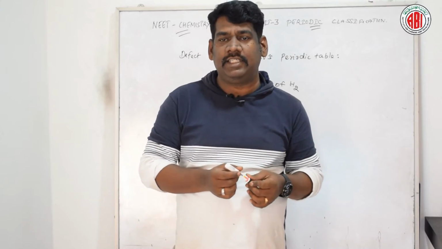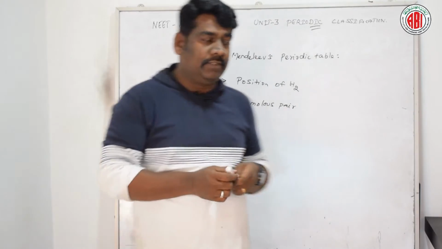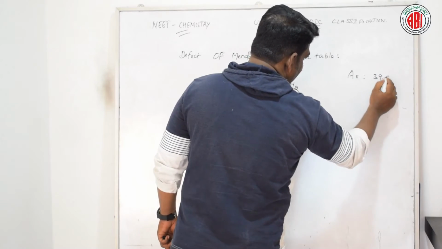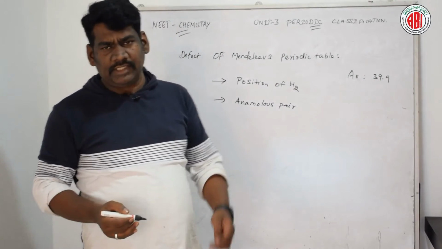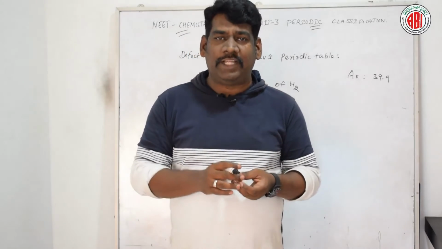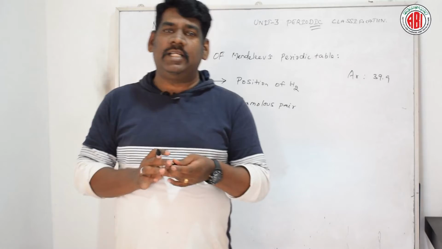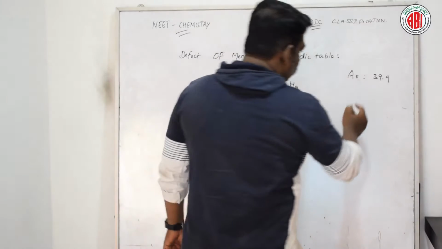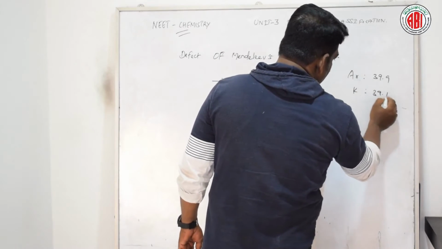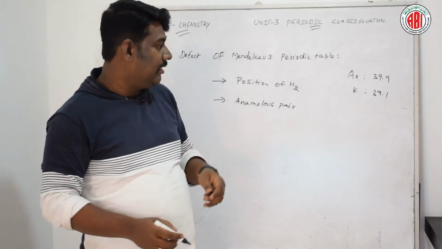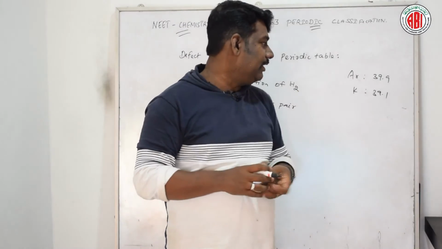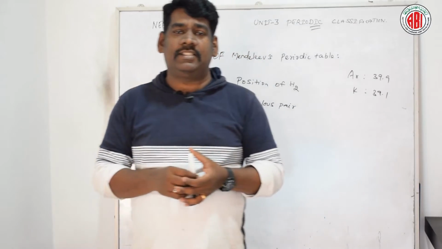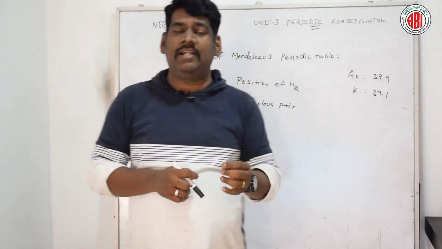For example, argon has an atomic mass of 39.9 and is placed before potassium. But the atomic mass of potassium is 39.1, which is placed after argon, even though argon, placed before potassium, has 39.9. So the placement of such elements is not perfect.